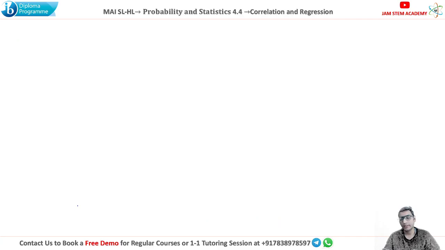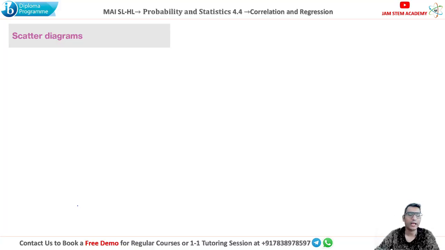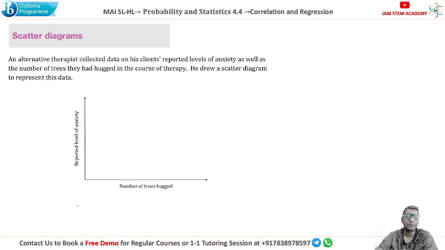Let's consider two variables and how to plot the scatter diagram corresponding to those two variables. Consider the example: an alternative therapist collected data on his clients' reported level of anxiety as well as the number of trees they hugged in the course of therapy. Then we can draw the scatter diagram corresponding to that given data. First, I will discuss the theory or the concept behind it, and later we will discuss a question.